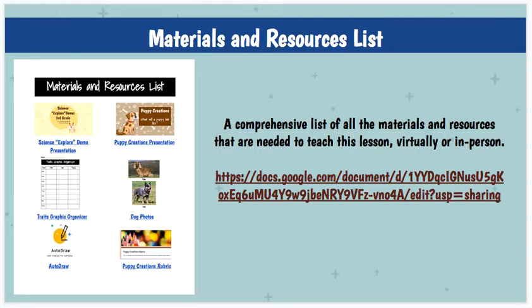And then lastly, we wanted to include a materials and resources list. So this is basically everything that you need to teach this lesson, either virtually or even in person. So we have a link to a Google Doc that will also be in the blog portion of submitting this project. And we have the links to this presentation, to the puppy creations presentation, to the traits graphic organizer, to the dog photos, to the AutoDraw website. And here's also just a sample puppy creations rubric we created on Google Forms, just to see what a teacher might look for when assessing students' projects.